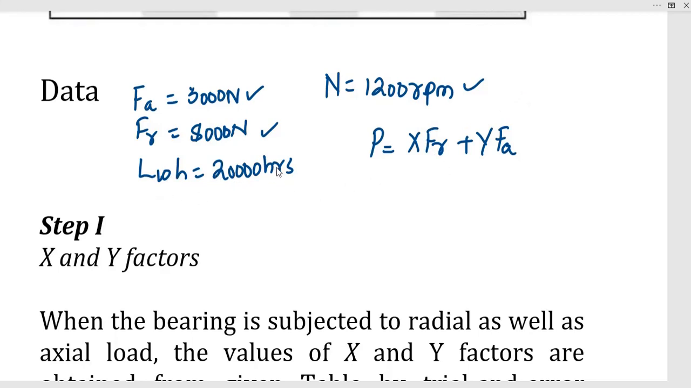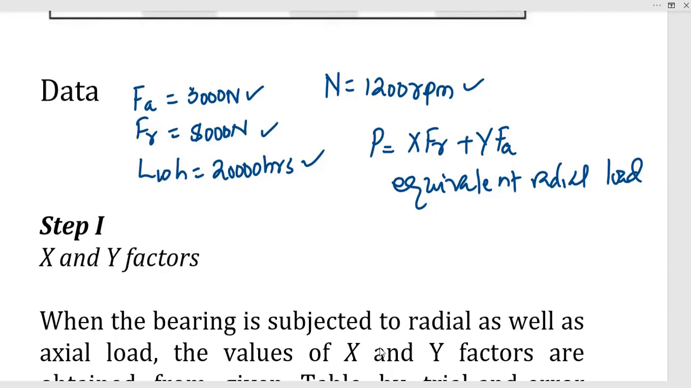N is 1200 rpm, and L10H is 20,000 hours, which is the life rating of the bearing in hours. Then the equivalent radial load is P equal to X FR plus Y FA. X is the radial load factor and Y is the axial load factor.